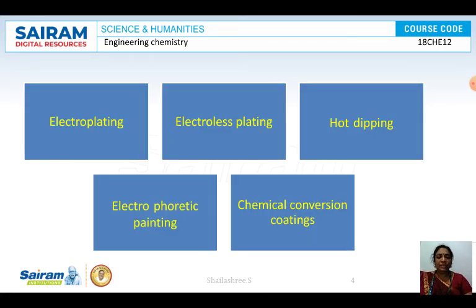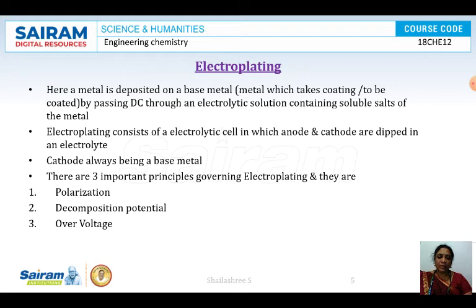The different types of metal finishing are electroplating, electroless plating, hot dipping process, electrophoretic painting, and chemical conversion coatings. In our syllabus, in this chapter, we will be discussing electroplating and electroless plating. What is electroplating? Here a metal is deposited on a base metal. Base metal means the metal which is to be coated. That is done by passing direct current through the electrolyte solution, and the electrolyte solution will contain the soluble salt of the metal. The metal to be coated will sometimes be present in the electrolyte solution, or sometimes it will be taken in the form of an anode.